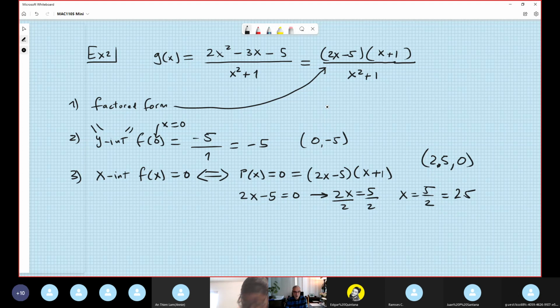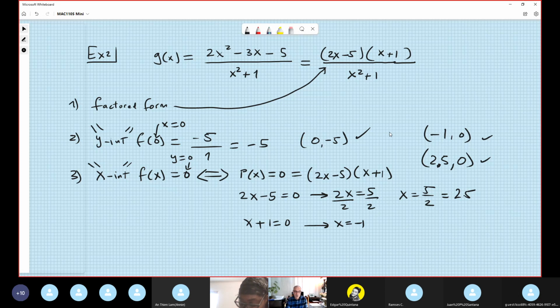Because remember, in the procedure for finding the x-intercept, you suppose that y is 0. And we have another one, of course: x plus 1 equal to 0. It's obvious that it is negative 1. So actually, we have two x-intercepts. I like that because it's more useful information. And so far, we have point 1, point 2, point 3.